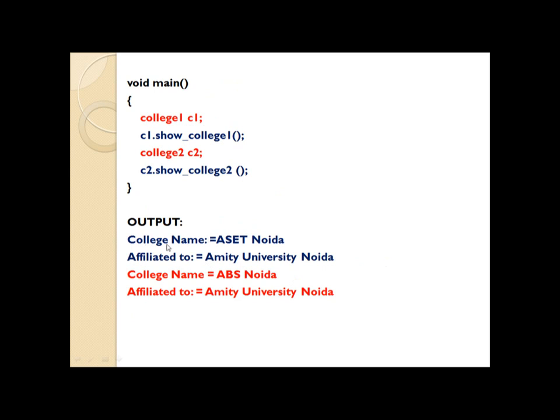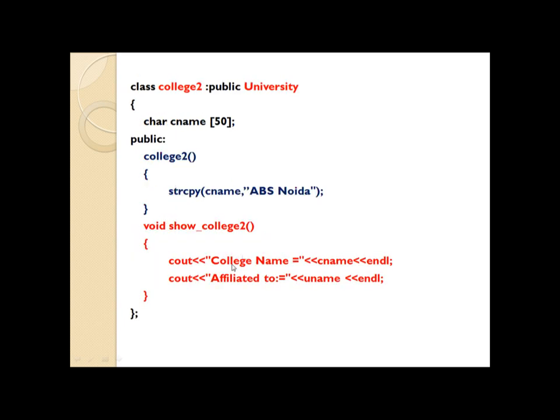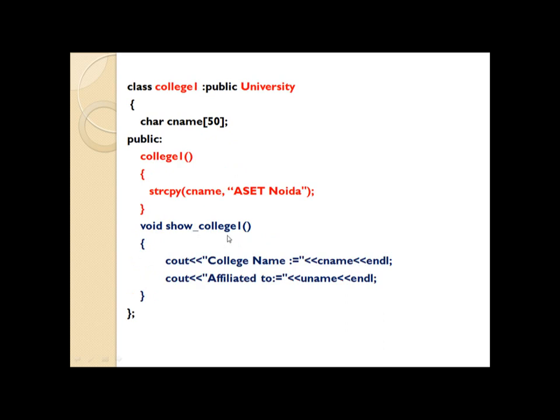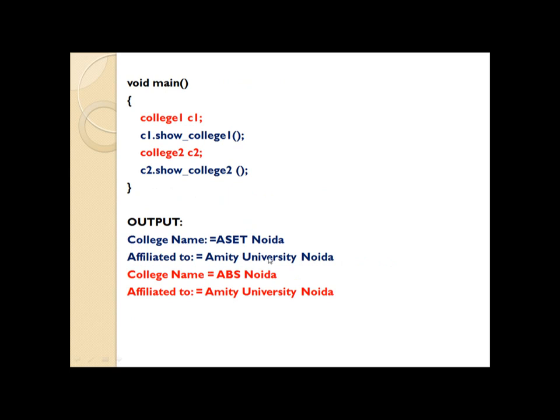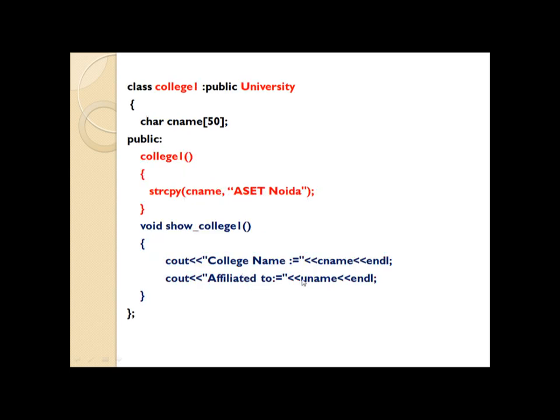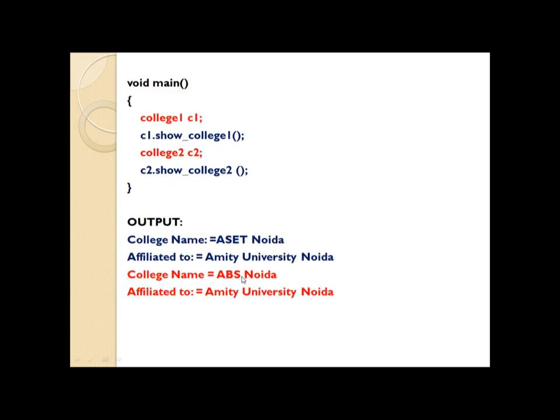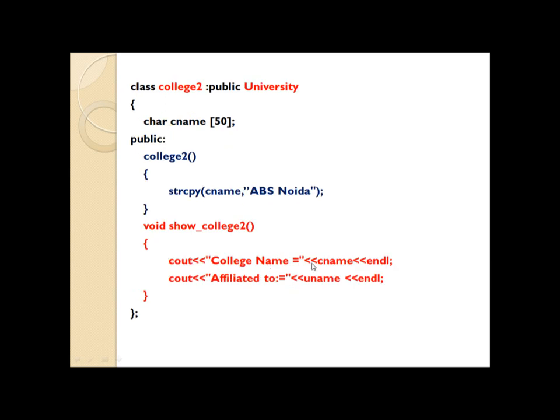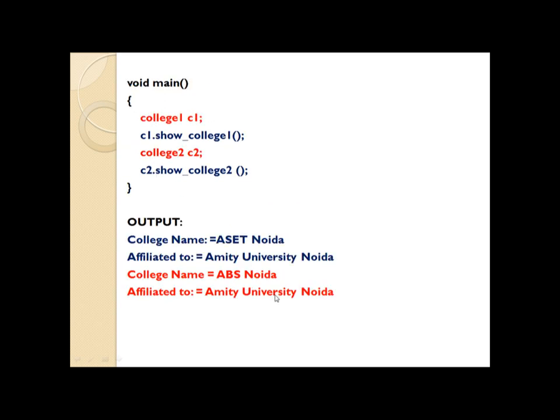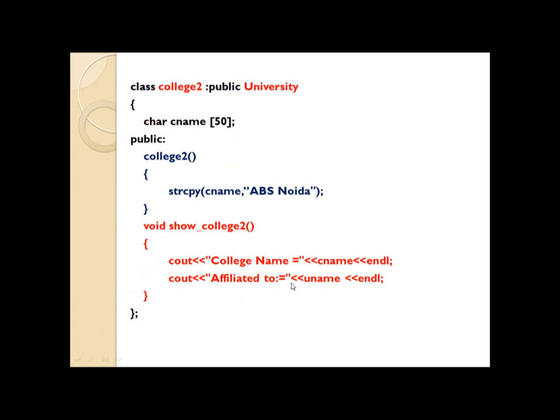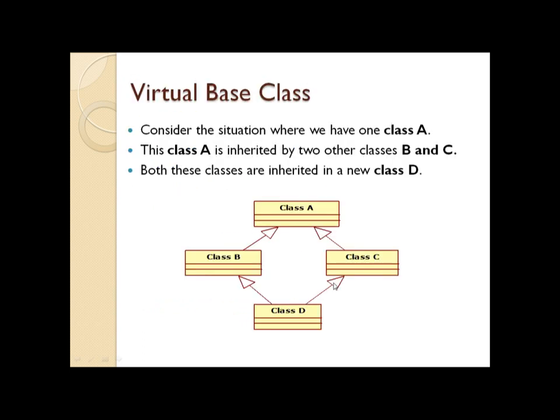That is why we are getting this type of output, that is college name ASET Noida. We are getting from this function college name, that is C name ASET Noida, and then MIT University from this statement, and similarly we are getting ABS Noida from this statement, and MIT University using cout affiliated to uname. Now we will discuss.